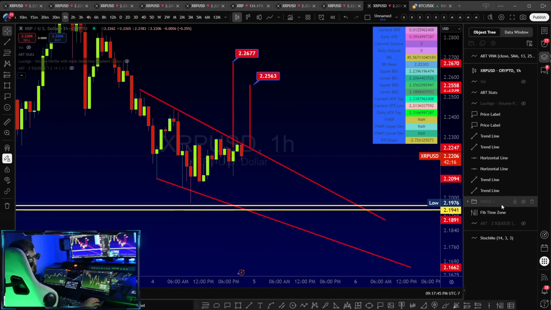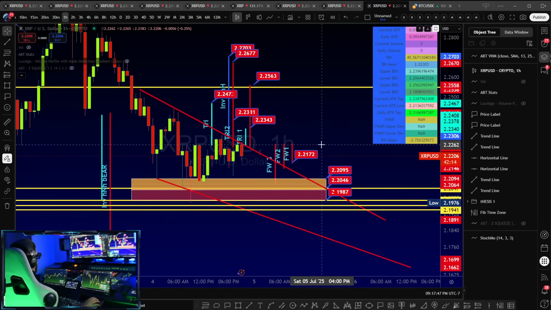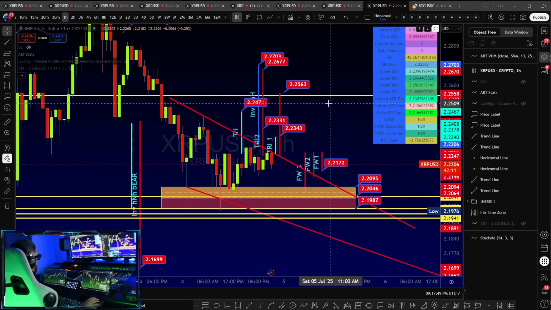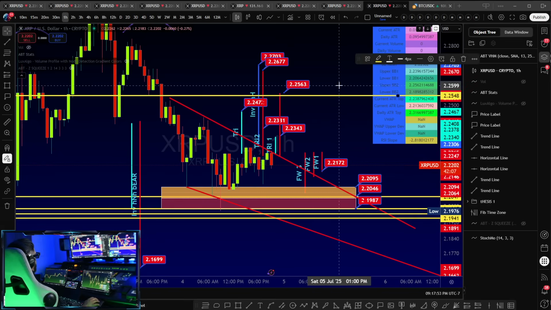Okay, now do we have anything rhyming there? Well, we certainly do. We were observing the top side of price action yesterday at around 225.63 already, so that's pretty damn good.